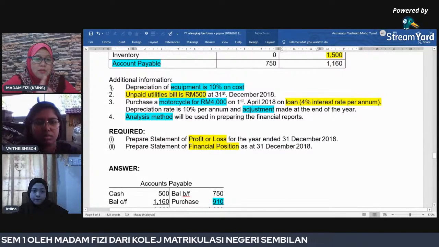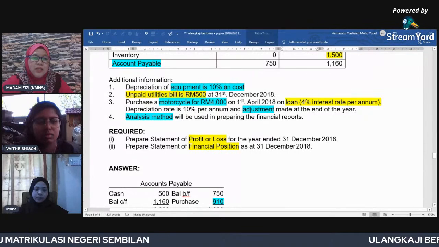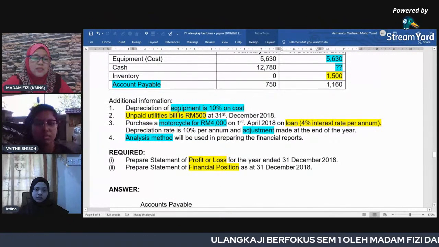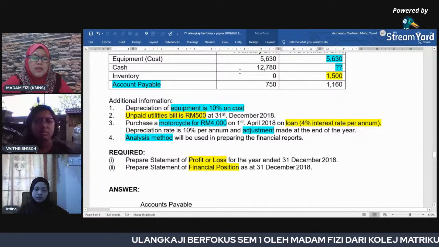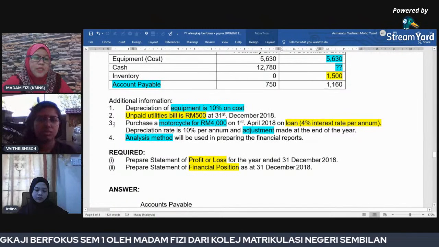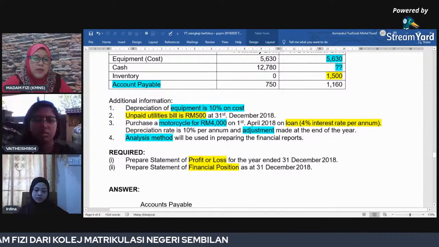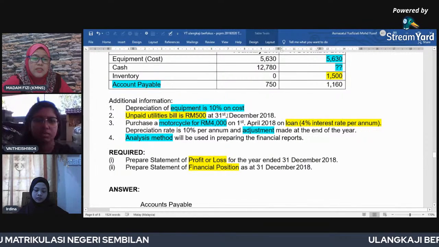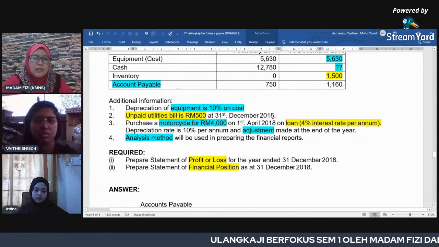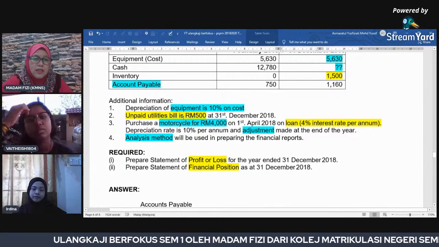Okay. Firstly, depreciation of equipment is 10% on cost. So that's mean you have to calculate the depreciation. Okay, by multiply the cost, human cost. Okay, secondly, unpaid utilities bill is 500 at 31st December 2018. Okay, so unpaid means belum bayar lagi.